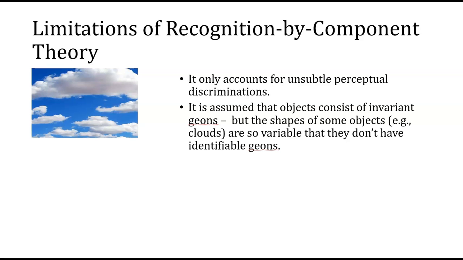Secondly, it is assumed within the theory that objects consist of invariant geons. However, object recognition is actually much more flexible than that. For example, the shapes of some objects, such as clouds, are so variable that they don't have identifiable geons. But we still have no problem recognizing these objects.